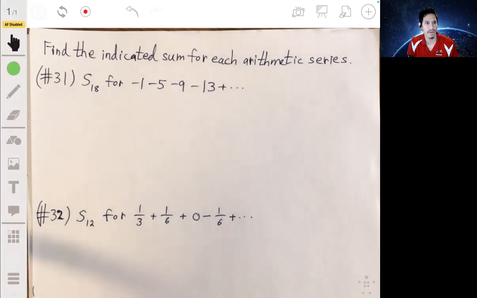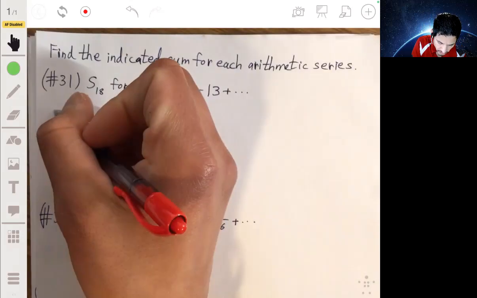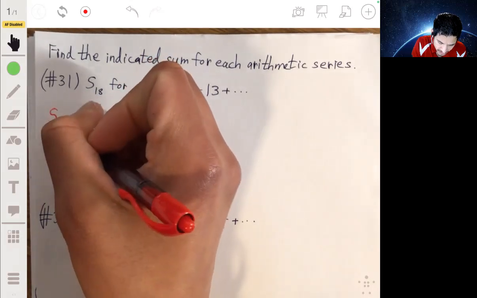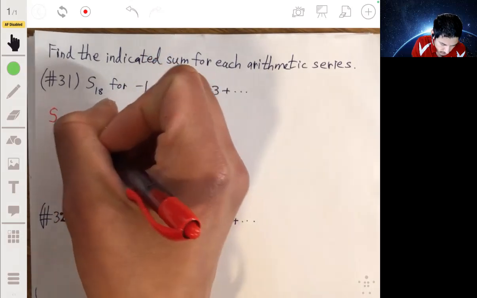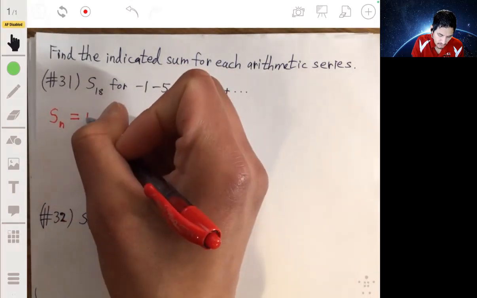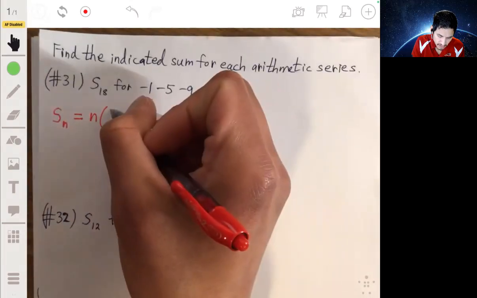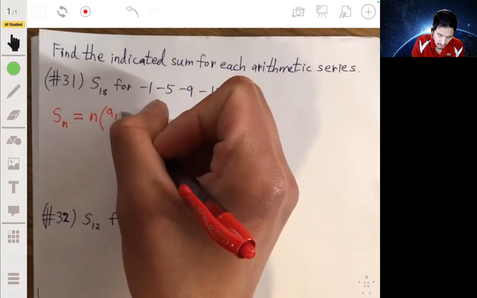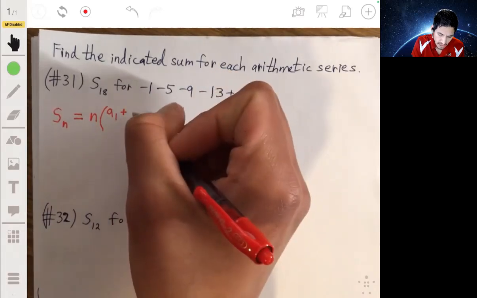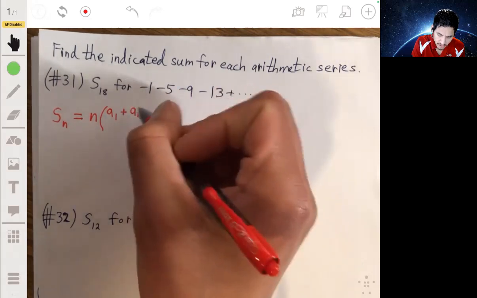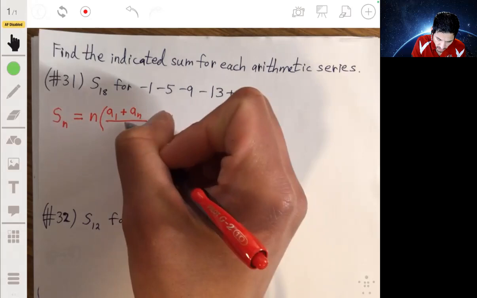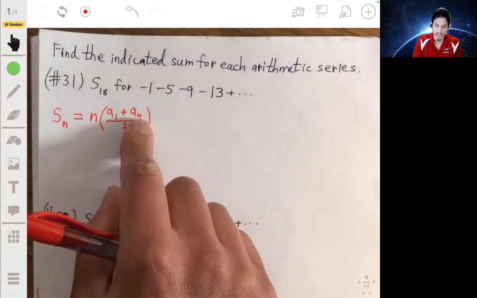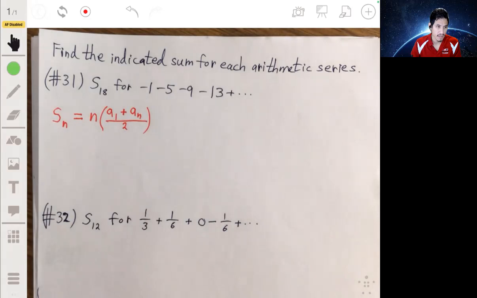Okay, so we're going to go over how we find sums for arithmetic series. For this, the key equation that you want to make use of is the sum of the first n terms for an arithmetic series, which is equal to n times the first term you're adding, a1, plus the nth term, an, over 2. So you're taking their average and multiplying by n.